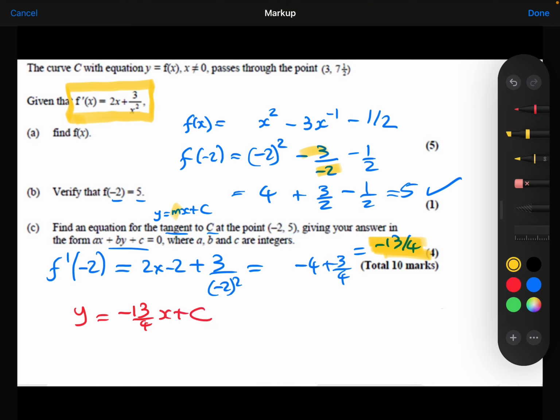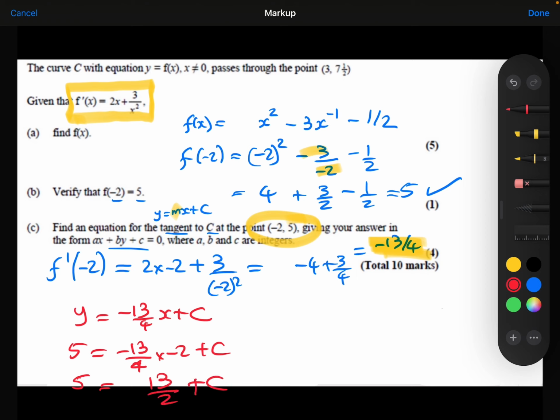And we're substituting in our coordinate that the tangent goes through. So the y coordinate is 5 when the x coordinate is minus 2. Minus 13/4 times minus 2 is going to be a plus 13/2. Which tells me that the c is going to be minus 3/2, which I can plug in here.